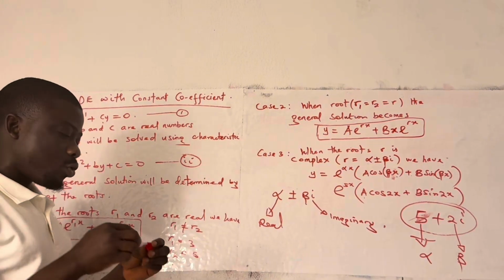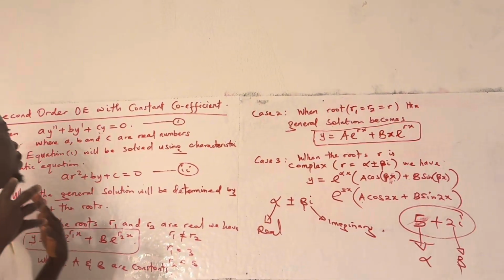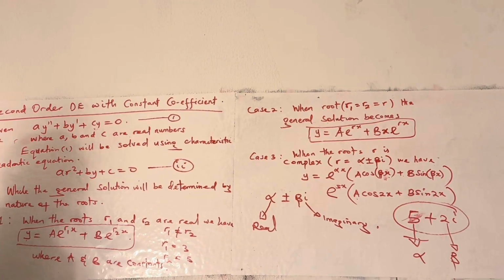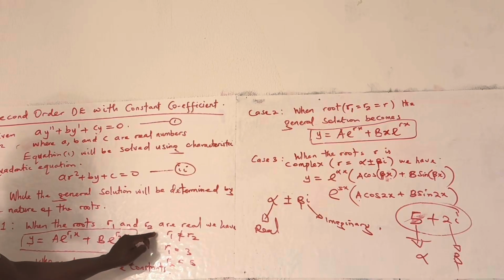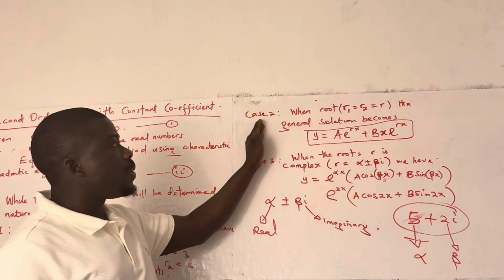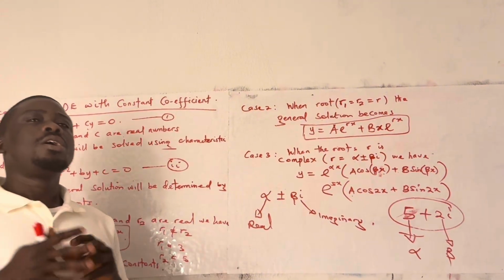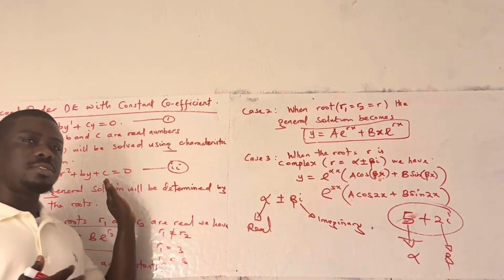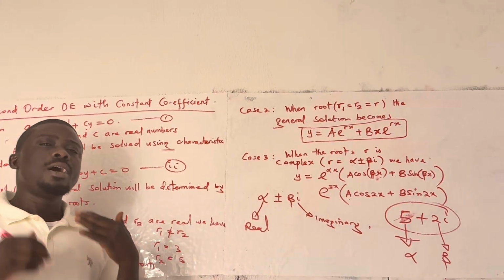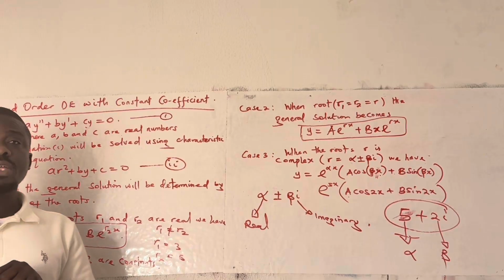So this is how to solve problems related to second order differential equation with a constant coefficient. We have 3 cases. When the roots are not equal, we have a situation whereby the roots are equal, and we have a case where we have a complex conjugate. So I'll solve several examples related to this. Then you understand better what this topic is trying to explain to us.